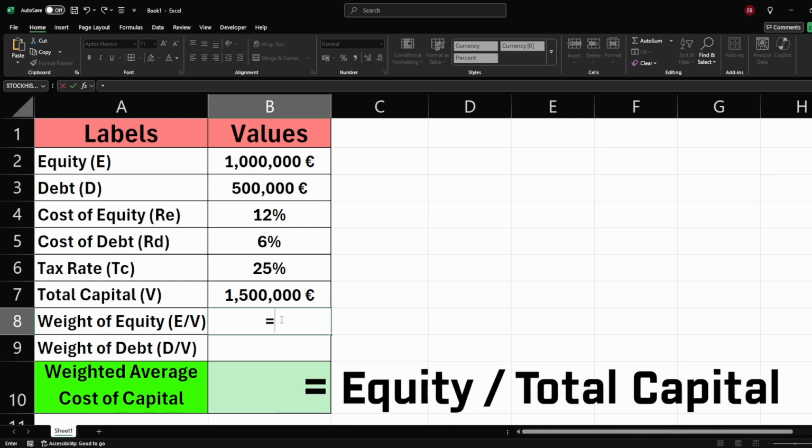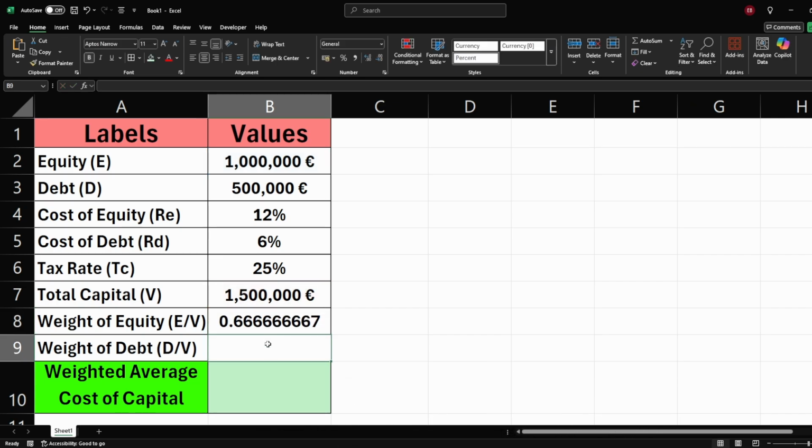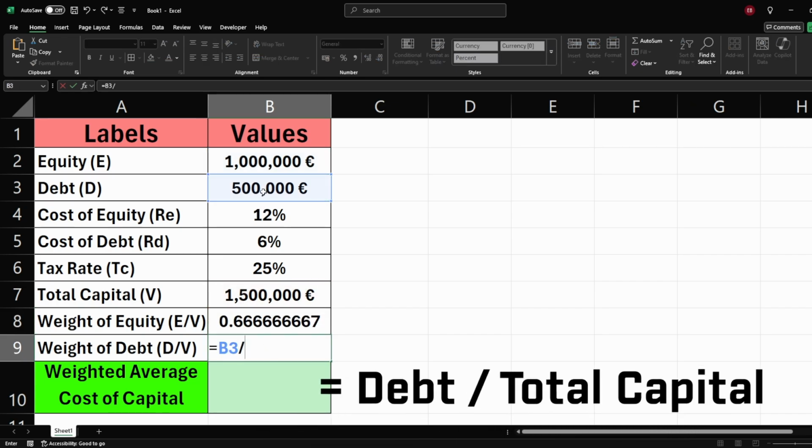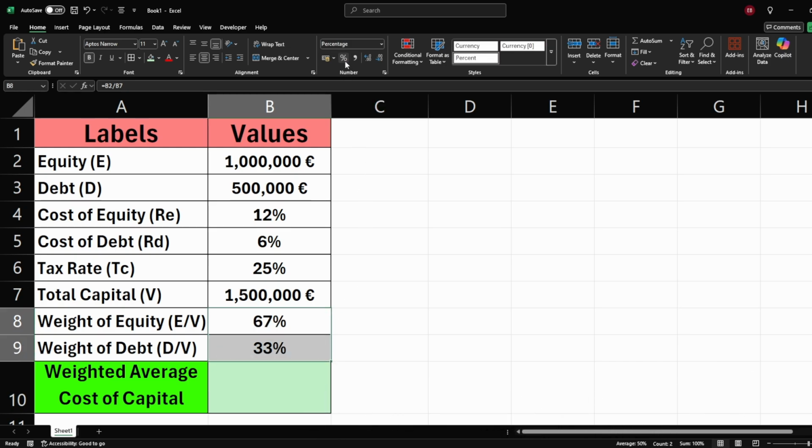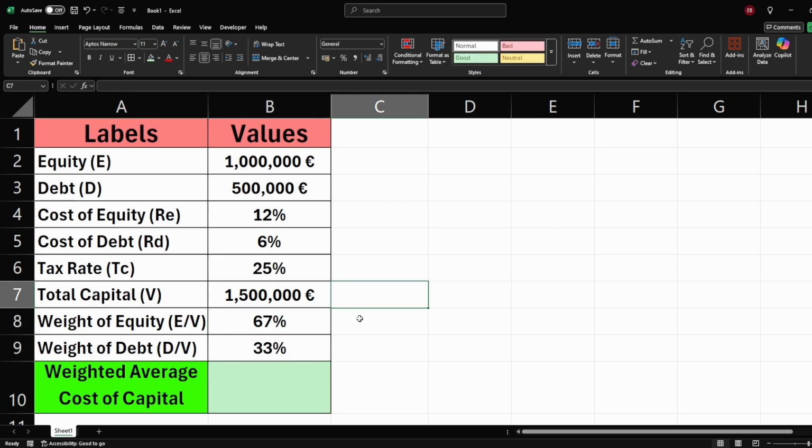To find this, we simply divide equity by total capital. Same idea here, we divide debt by total capital. After entering both formulas, select the cells and click the percentage icon in the toolbar to format them as percentages.